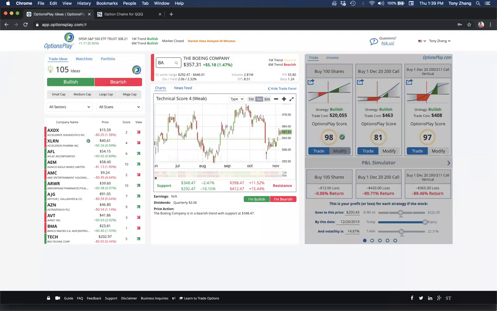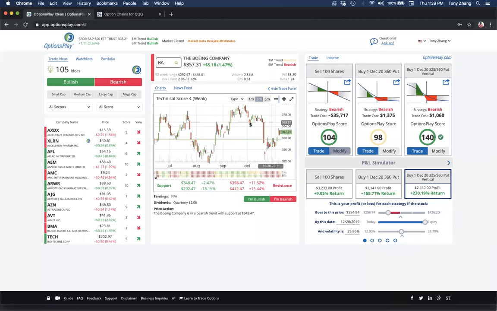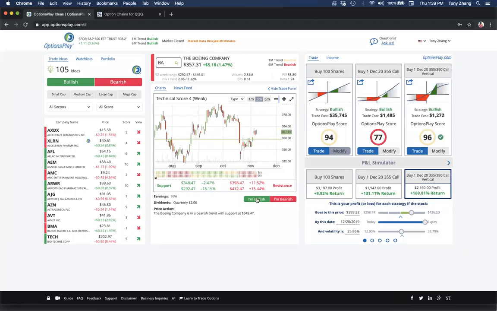May is looking for a bullish play on Boeing. So May believes that maybe the planes will get fixed sooner than later, so May wants to take a bullish view. So let's take a look. $35,000 to buy 100 shares of that stock, $14.85 to buy a call option, $12.72 to buy a call spread.